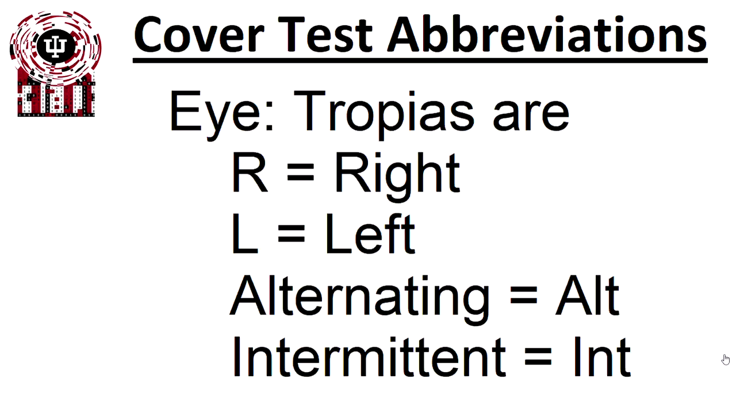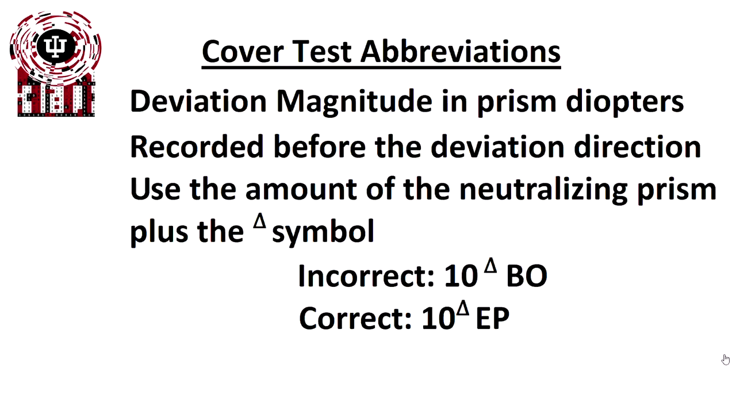We also need to record the eye, but we only need to record the eye that has the problem in tropias and vertical heterophorias. It's pretty simple here, straightforward. R stands for right, L stands for left. Conversely, we can also sometimes have alternating, in which case we put ALT, or intermittent, INT. And these are designations where there isn't a specific eye. The tropia can move between the two eyes, or is not always present.